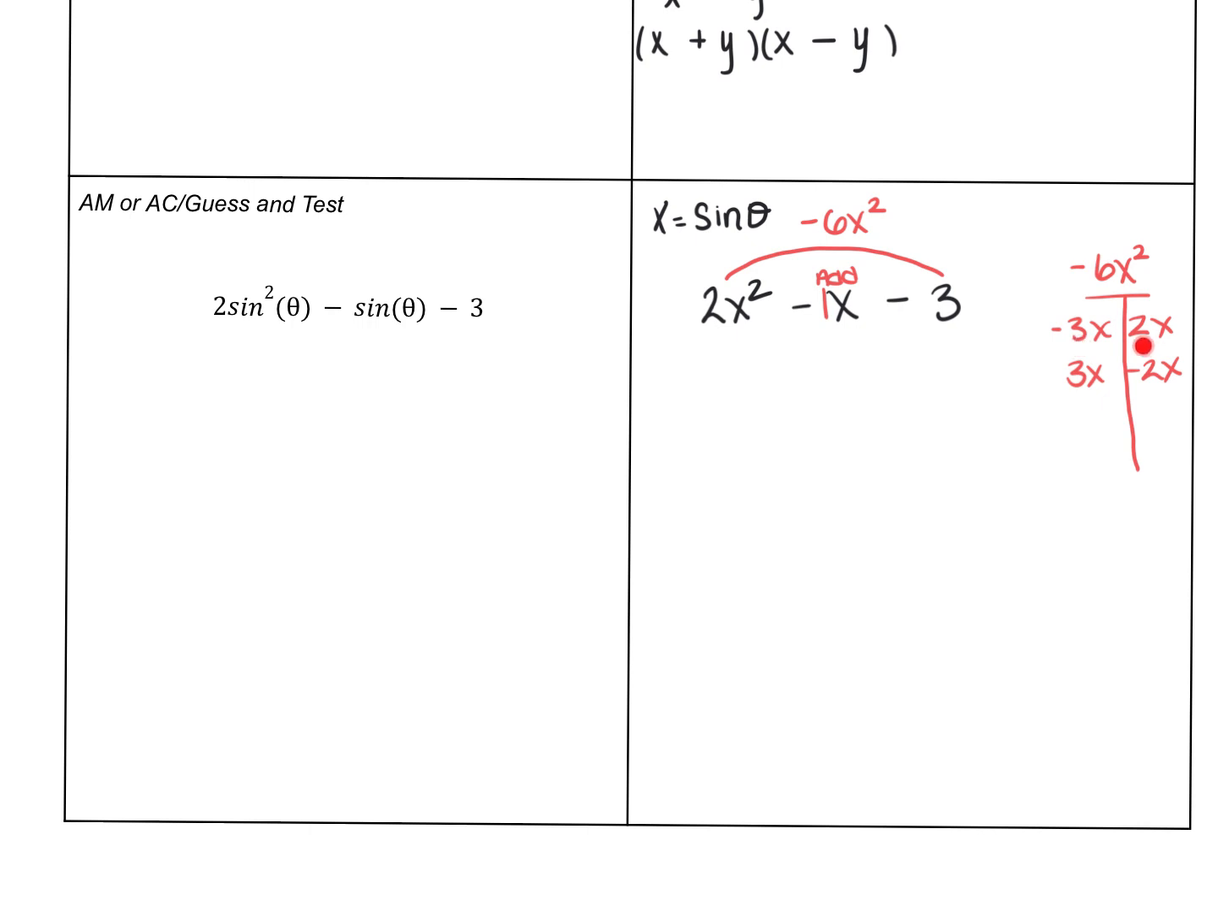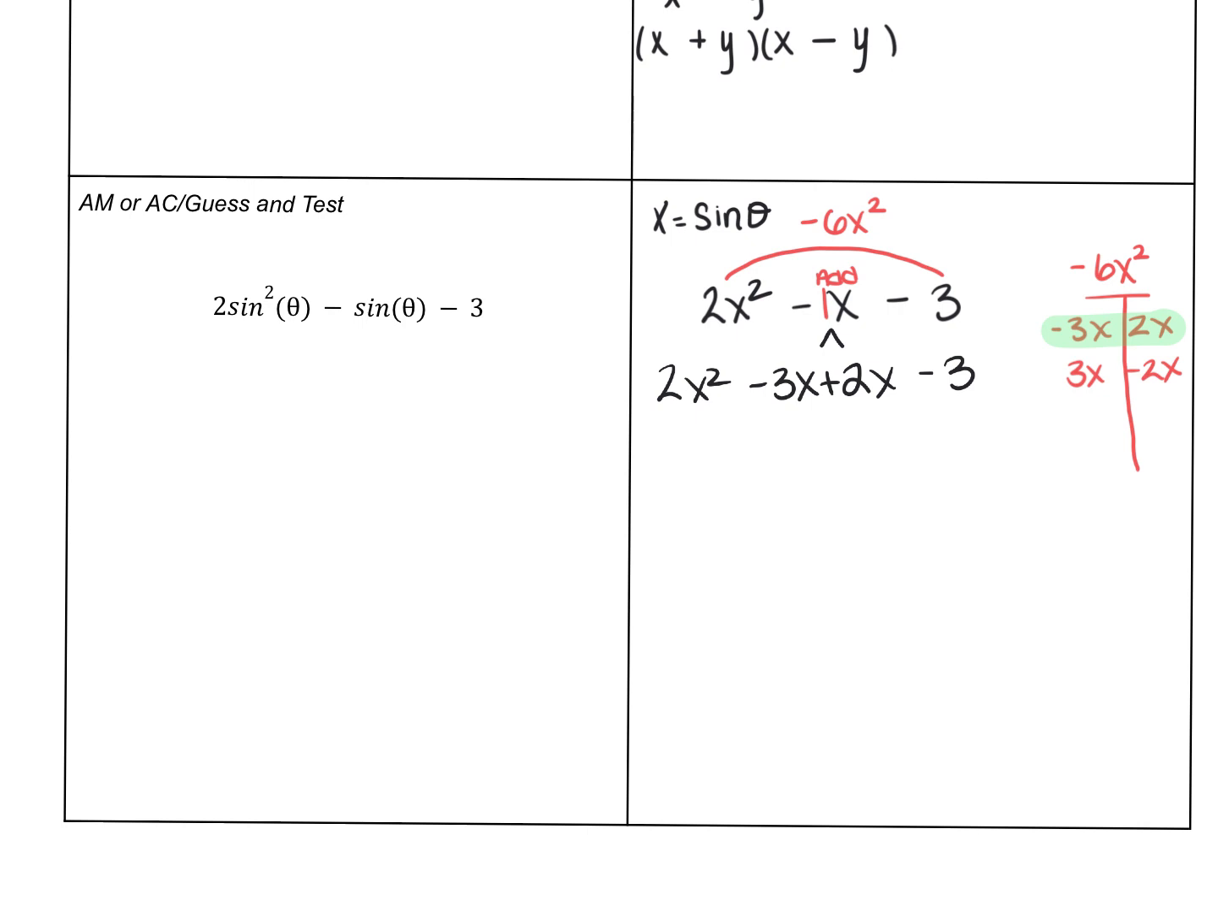Negative 3 plus 2, yep, that's negative 1, that's actually it. So this is going to be the pair that goes in the middle. So we're going to bring down my first term, my 2x squared. We're going to rewrite our negative 1x as our negative 3x plus 2x. And then we're going to bring down our last term of negative 3.